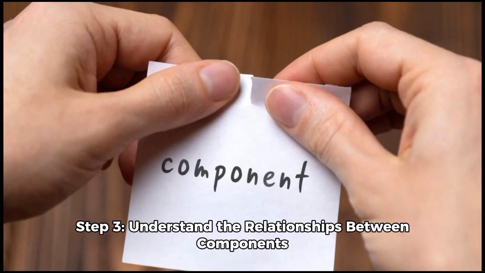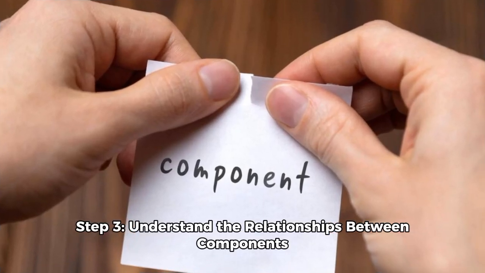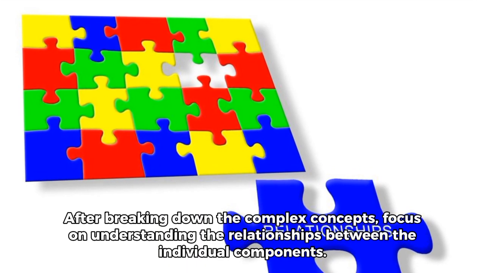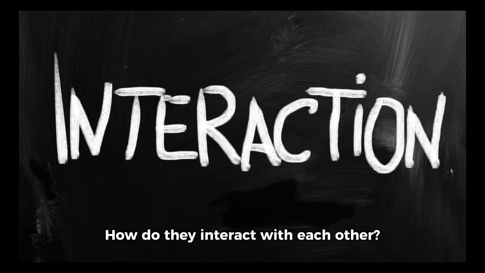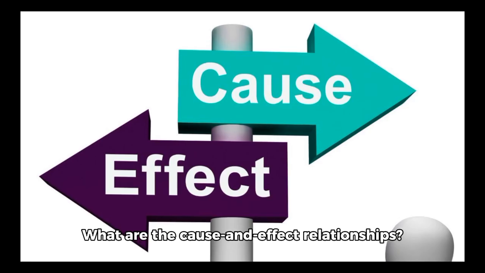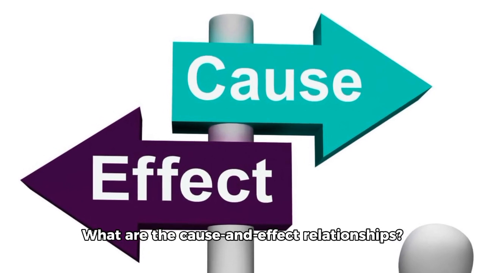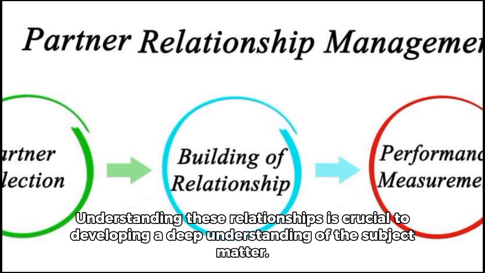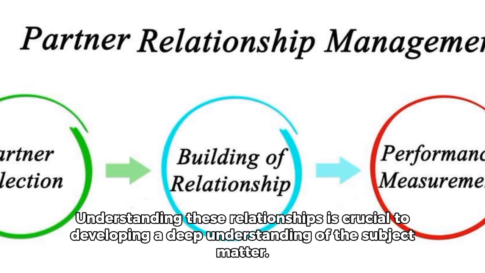Step 3. Understand the relationships between components. After breaking down the complex concepts, focus on understanding the relationships between the individual components. How do they interact with each other? What are the cause and effect relationships? What are the dependencies between them? Understanding these relationships is crucial to developing a deep understanding of the subject matter.